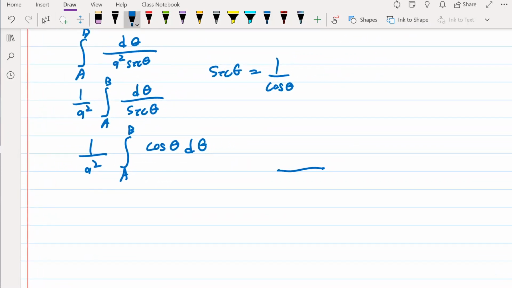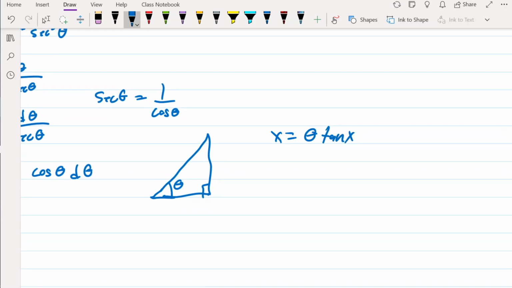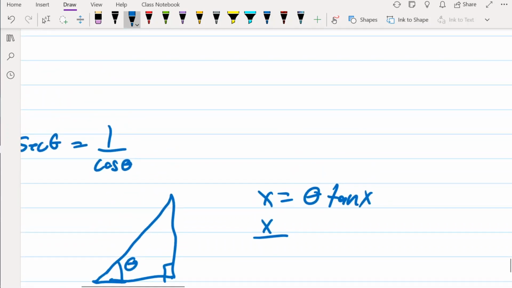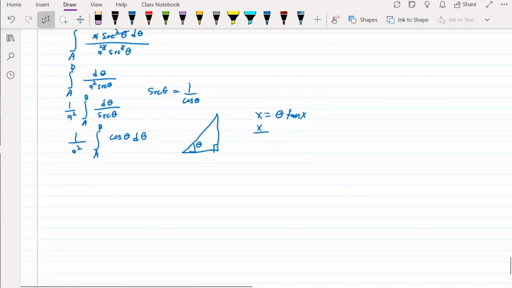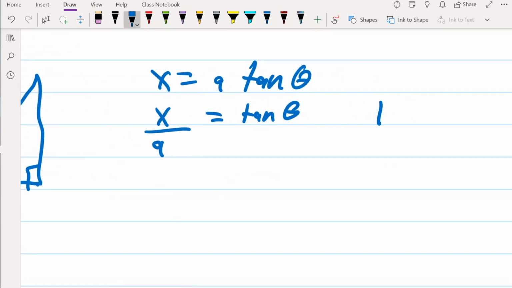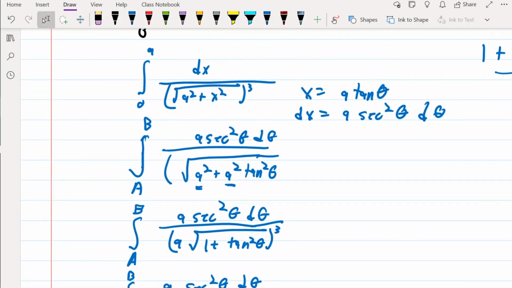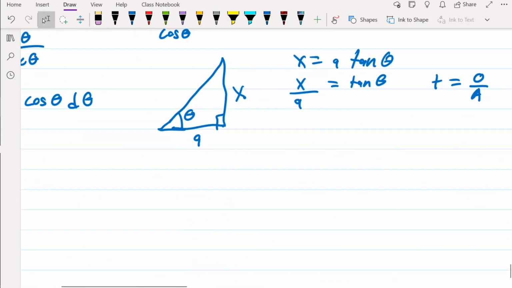So now we're just going to draw out our little triangle here, and we want to see what we had to begin with. So we had x equals a tangent theta. Wait a minute, is that what we had? I wrote that wrong. That means x over a equals tangent of theta, and tangent is equal to opposite over adjacent. So our opposite is going to be x, and our adjacent is going to be a. We can get our third side through a squared plus b squared equals c squared, so this is going to be the square root of a squared plus x squared.